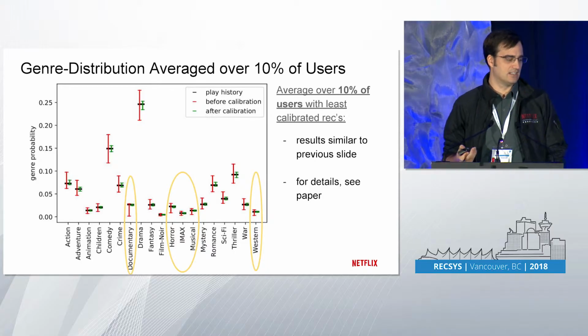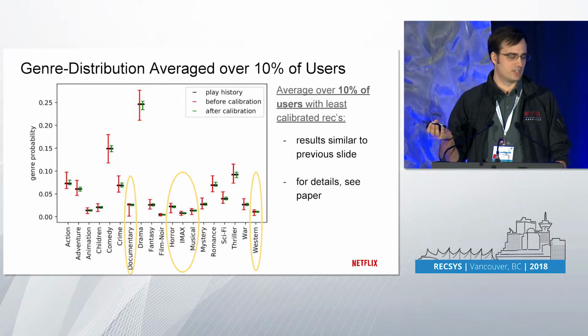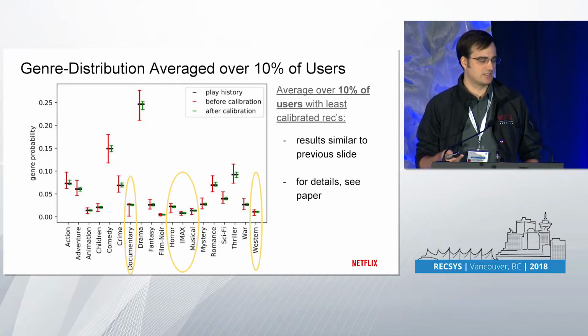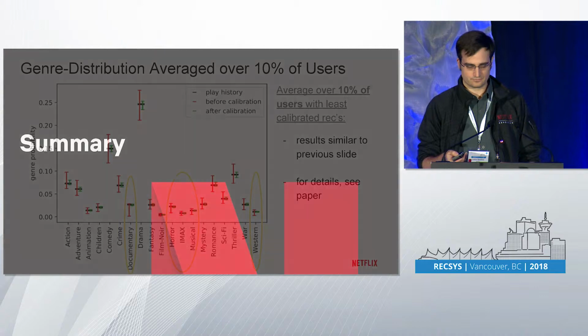And you can see that a lot of these genres are underrepresented initially for these different users, and then with the calibration, it's able to bring them much closer to the actual distributions that you see in the data set.